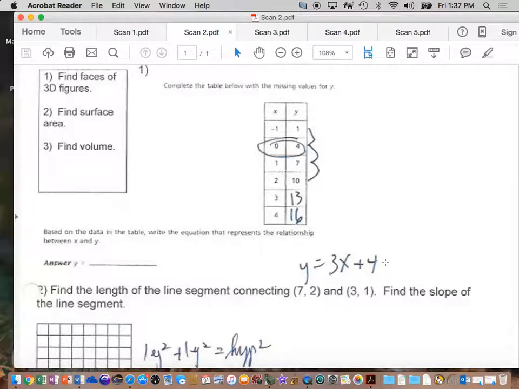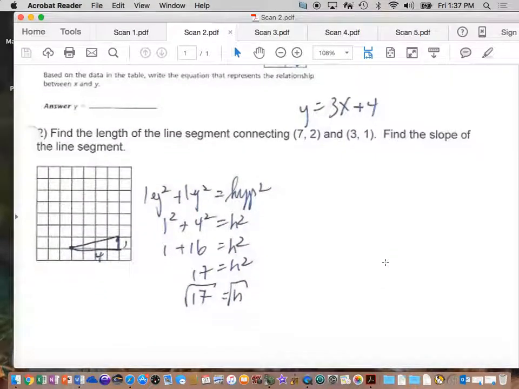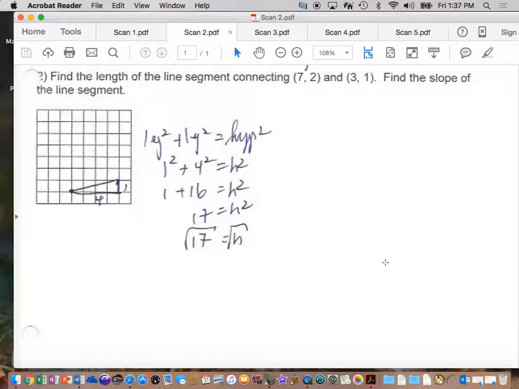Any questions? Okay. I don't know if this is exactly the same one we did yesterday, but it sure looks like it. I plot the points 7, 2, and 3, 1. I draw my right triangle, and I notice one of the legs is 1 and one of the legs is 4, and I go with 1 squared plus 4 squared is the hypotenuse squared, and I get the square root of 17. Okay, any questions? All right.